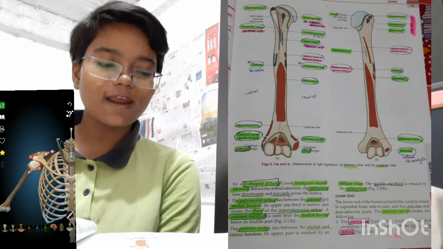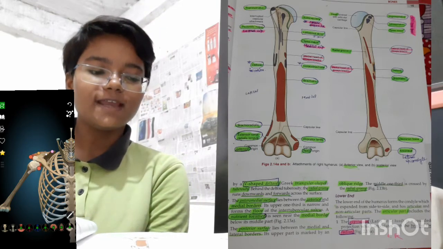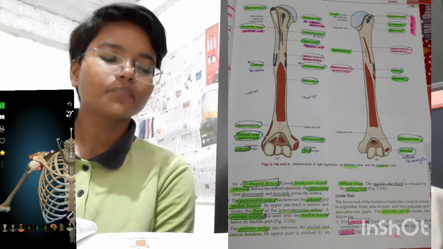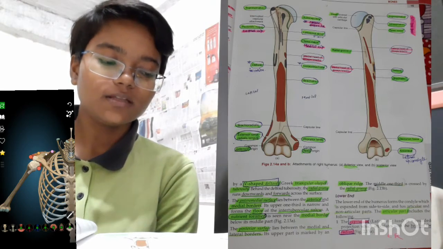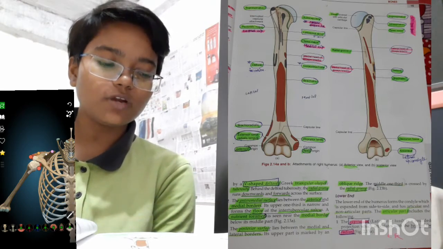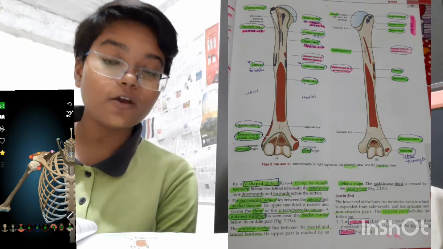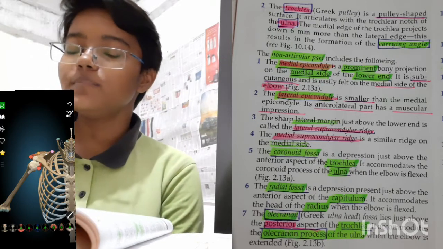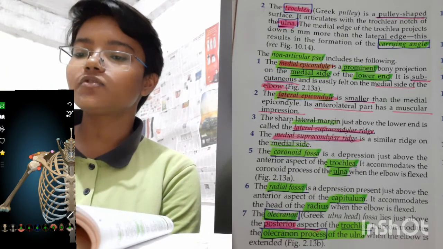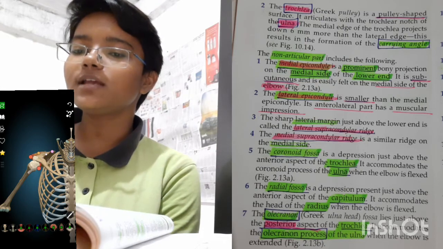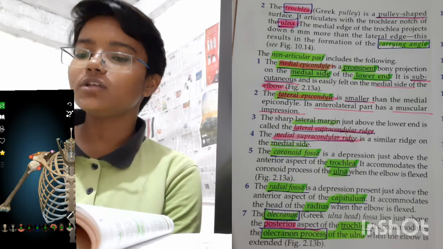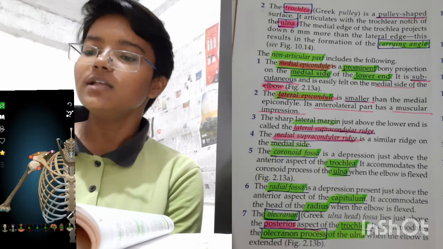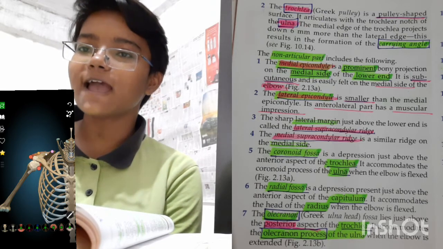Lower end. The lower end of the humerus forms the condyle, which is expanded from side to side and has articular and non-articular parts. The articular parts include the following: the capitulum, meaning little head, is a rounded projection which articulates with the head of the radius. The trochlea, meaning pulley, is a pulley-shaped surface. It articulates with the trochlear notch of the ulna. The medial ridge of the trochlea projects down 6 mm more than the lateral edge. This results in the formation of the carrying angle.